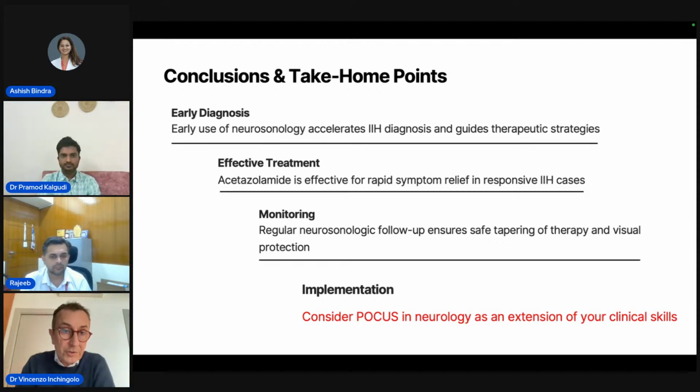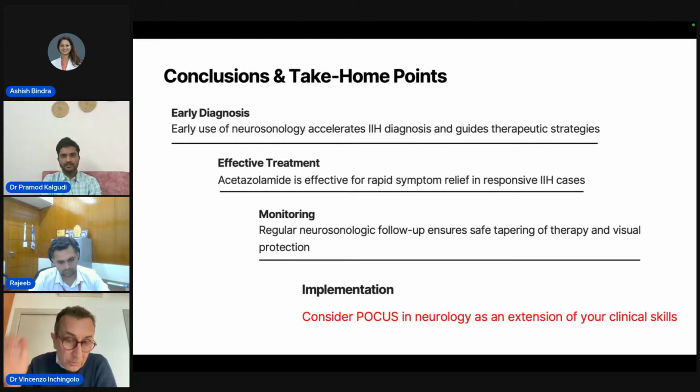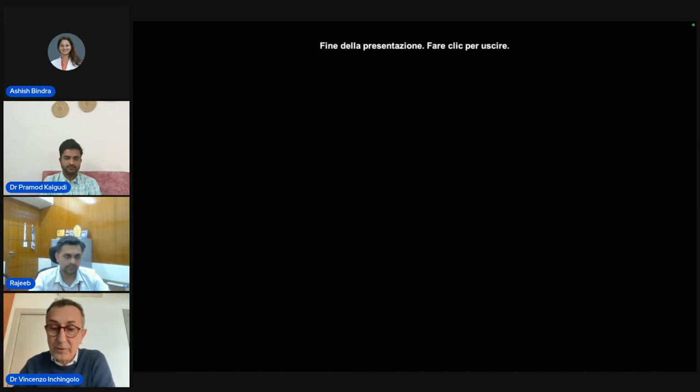These are my conclusions and take-home points. Early use of neurosonology accelerates IIH diagnosis and guides therapeutic strategies. Effective treatment: acetazolamide is effective for rapid symptom relief in responsive cases, and regular neurosonologic follow-up ensures safe tapering of therapy and visual protection. And this is my conclusion: consider POCUS in neurology as an extension of your clinical skills. Thank you for your attention.